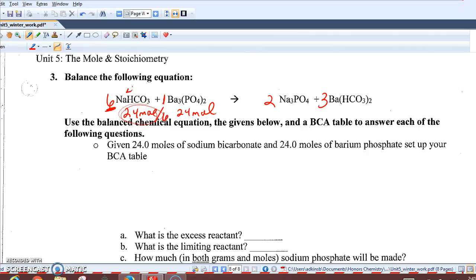24 divided by 6, and we get 4.0. And then 24 divided by 1, and we get 24. We get rid of that. We know that this is our x. So we know in our table that our sodium hydrogen carbonate is going to be completely used up. So I'll recopy this real quick.